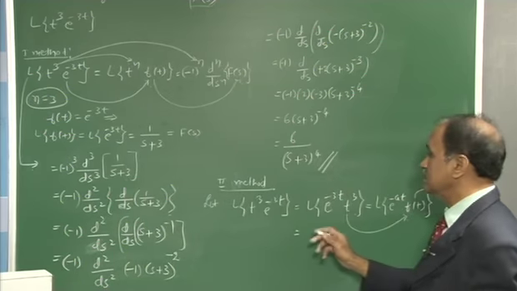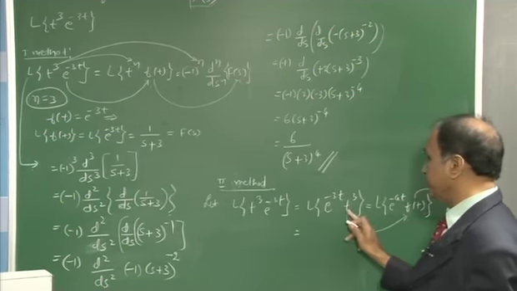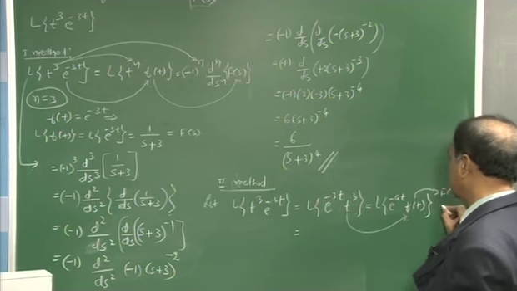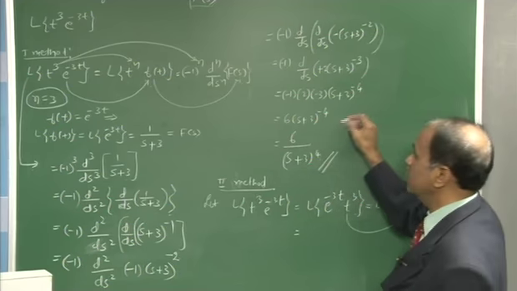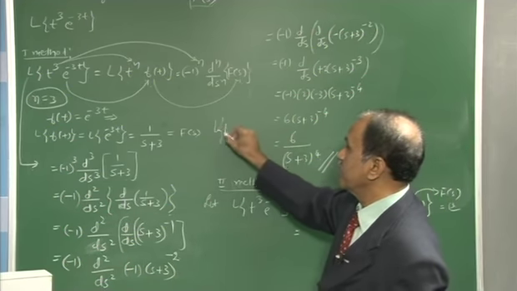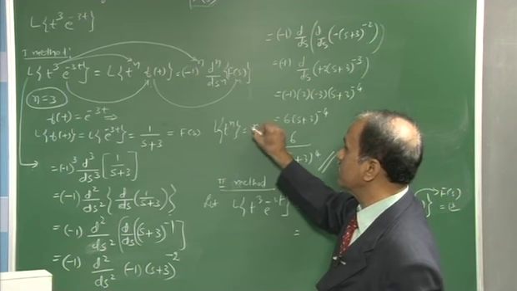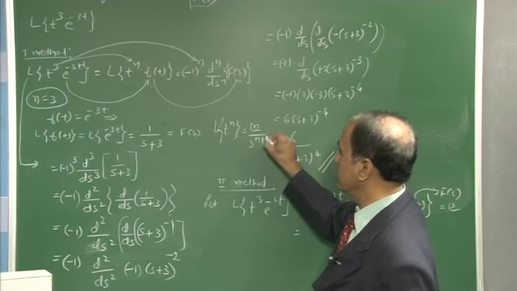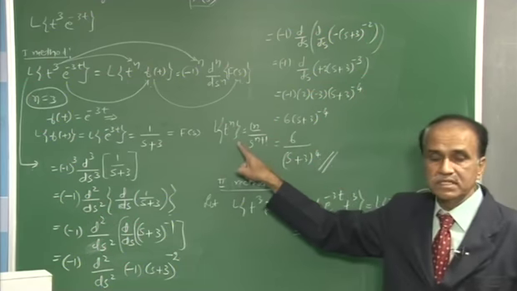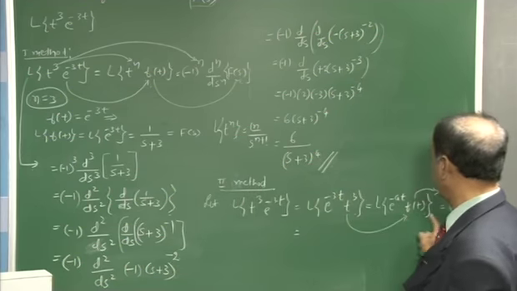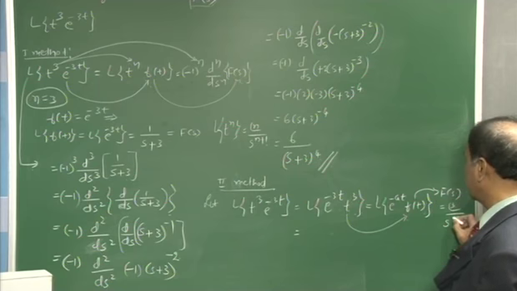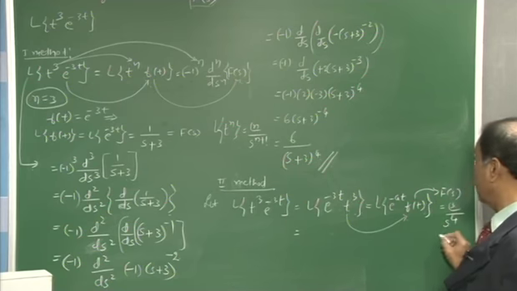Fine, here in the case of t cube, your F(s) becomes 3 factorial, meaning n factorial according to the formula. What is that formula? L of t to the power n is equal to n factorial over s to the power n plus 1. I make use of this result when I am extending Laplace transform for algebraic terms. Therefore, 3 factorial divided by s to the power 3 plus 1, that is 4. Then you will call this one as F(s).